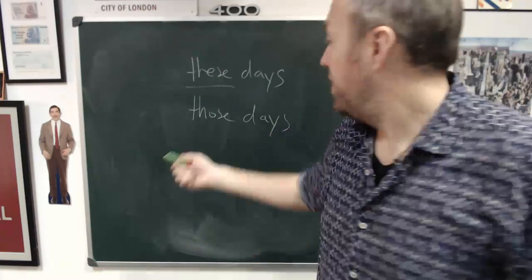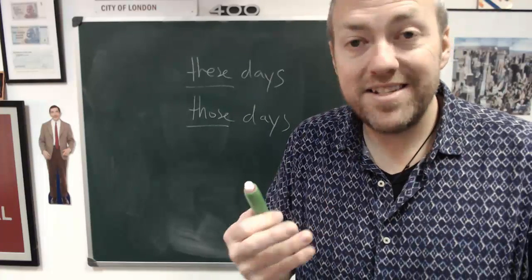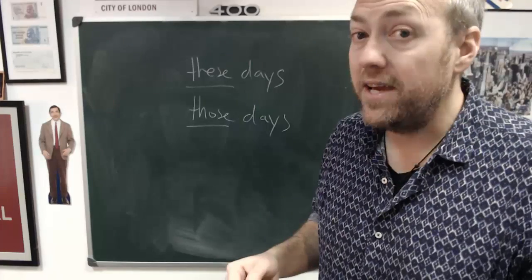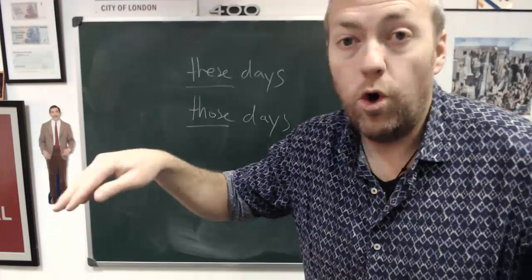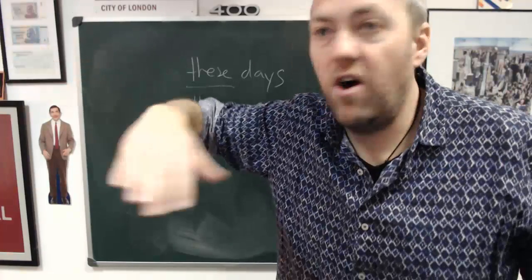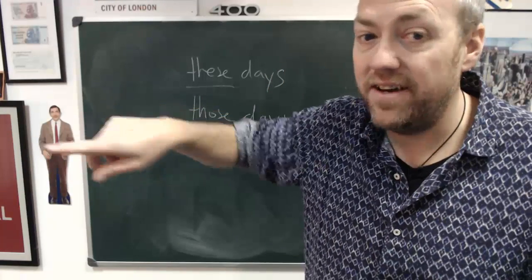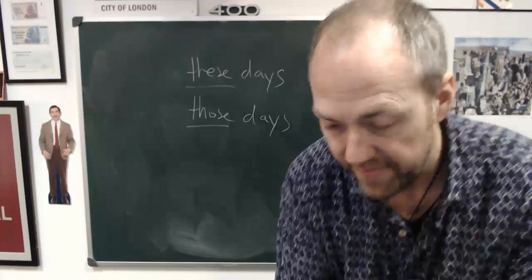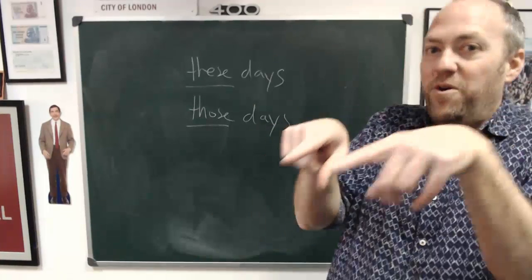Okay? Those is also plural, but something which is not here, it's something which is in the distance. Could be like I can see the object, or it could be in another country on the other side of the planet, but it's not here, it's there. So those, plural, those, okay? These, those.